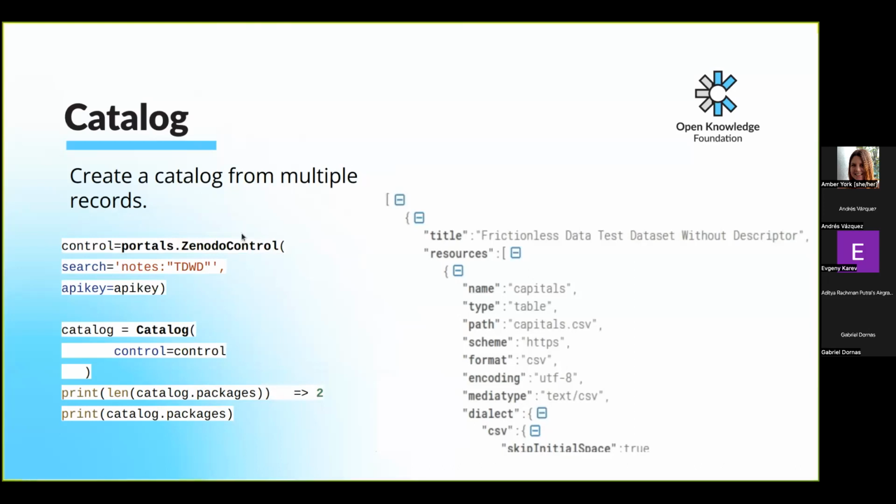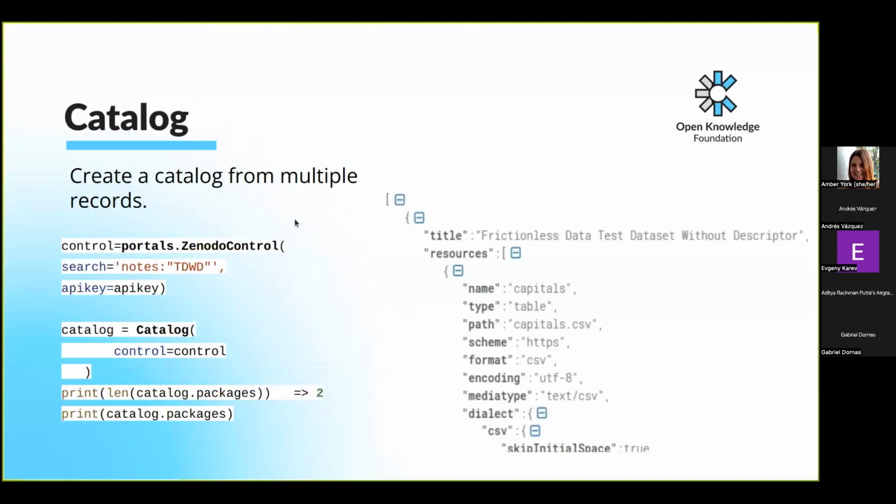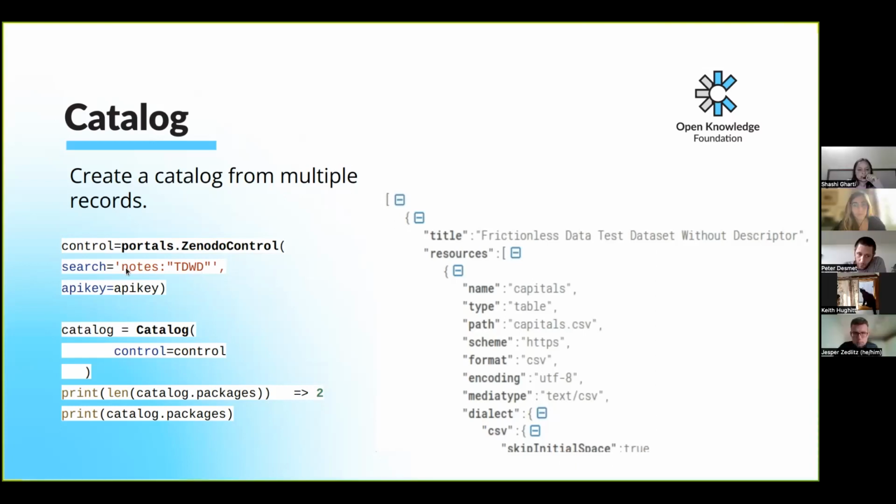The first one was mostly about reading one record at a time, but here in catalog we can read multiple records and create a catalog from it. And here you can see in this example, I'm using this search query, which is like I want to find all the records which have TDWD mentioned in the notes field of the record.